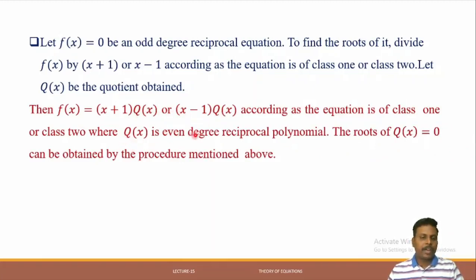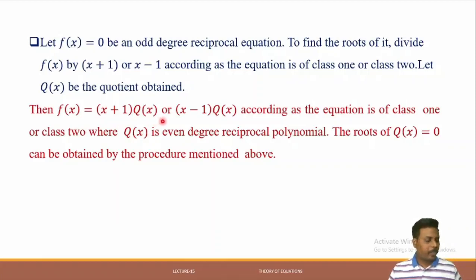Then this q(x) is an even degree reciprocal polynomial. And now we have to solve this even degree polynomial using the procedure mentioned just in the last slide. Just now we have discussed how to solve an even degree reciprocal polynomial. Okay, after solving q(x) = 0, you can obtain the roots of f(x) = 0. This is how one can solve a reciprocal equation.